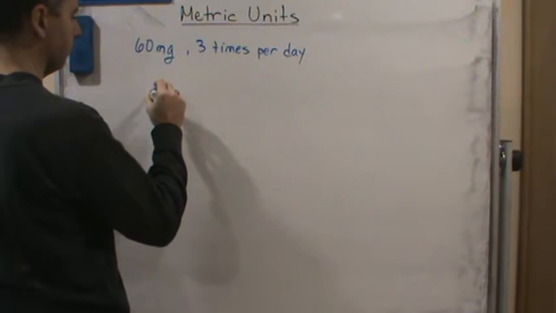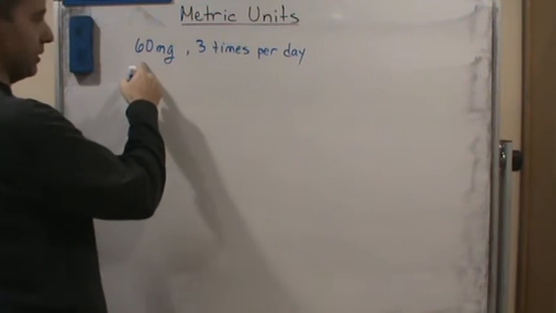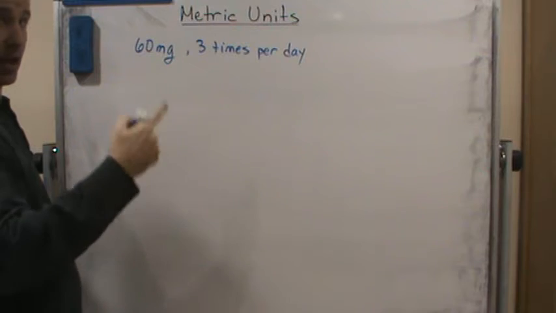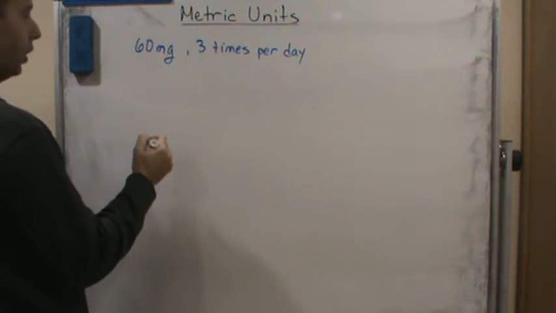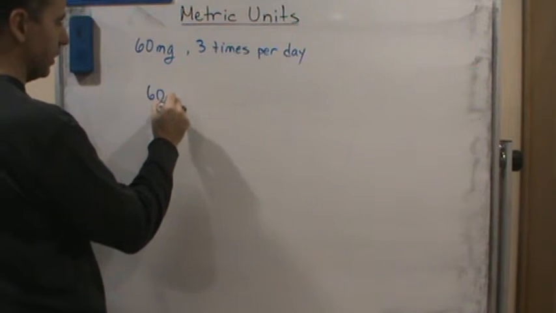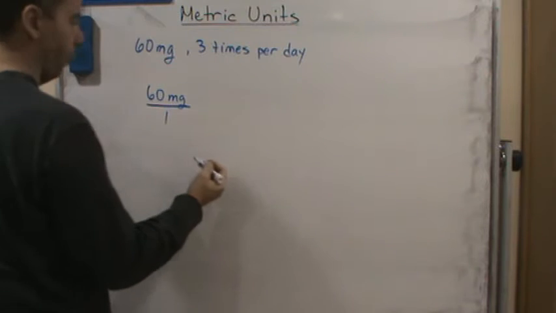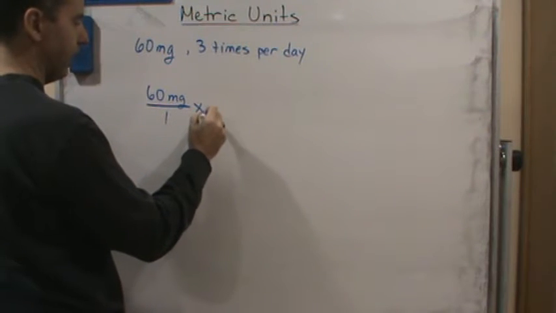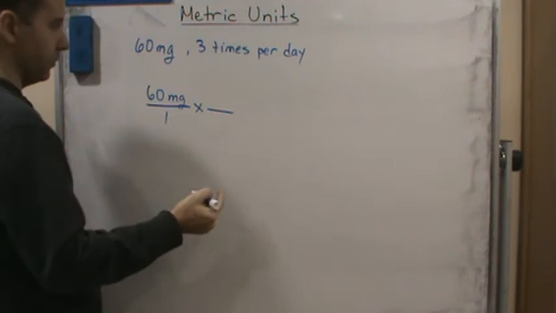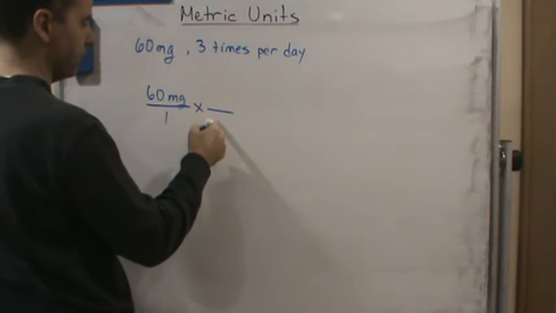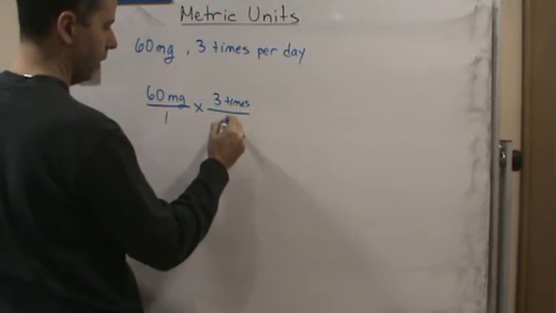How do we handle this? Well, we start with the fact that this patient takes 60 milligrams 3 times per day. So we start with 60 milligrams. And what are we going to do? We're going to take another one that says per day, right? So we want milligrams per day. So we say, how many times per day do they take it? Well, it's going to be 3 times per day.